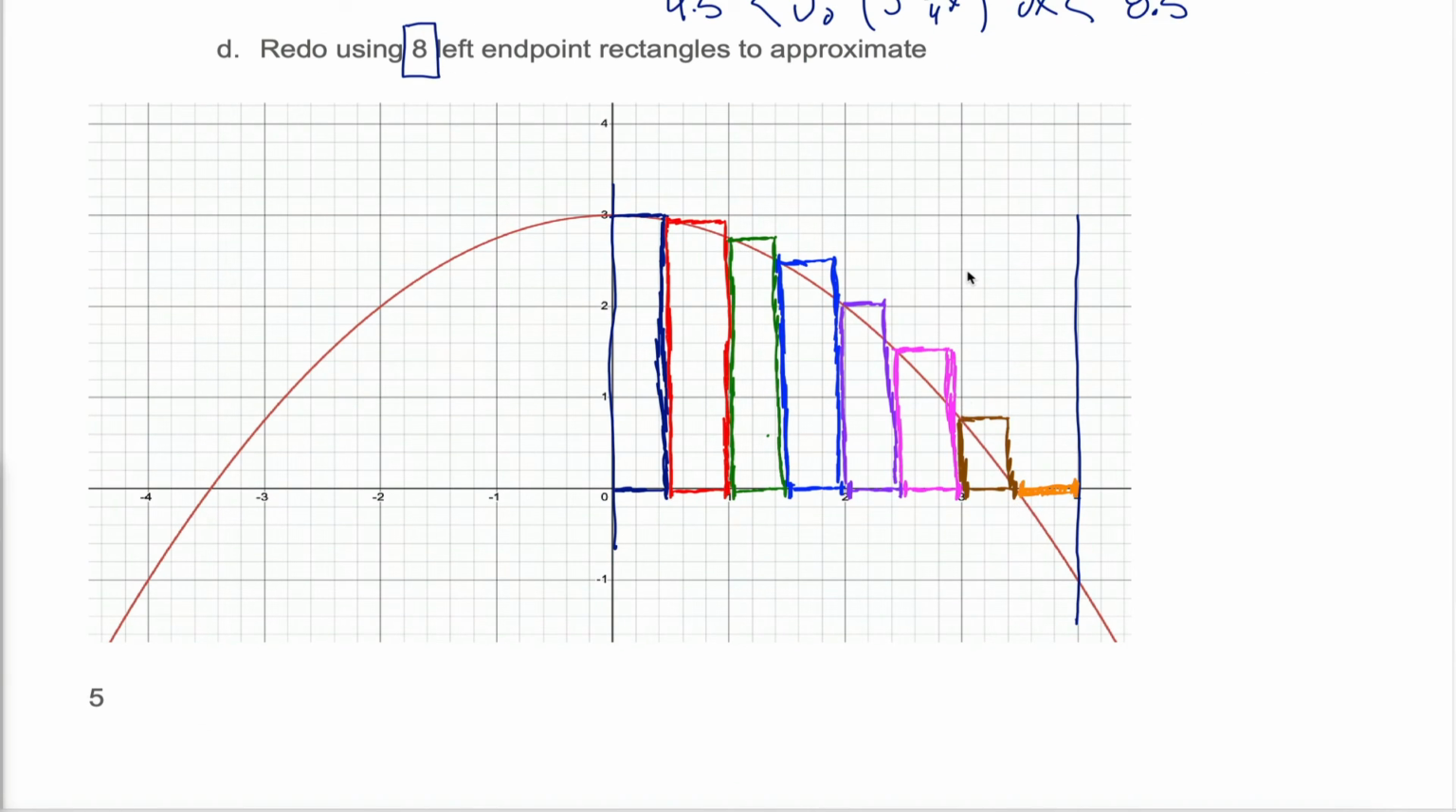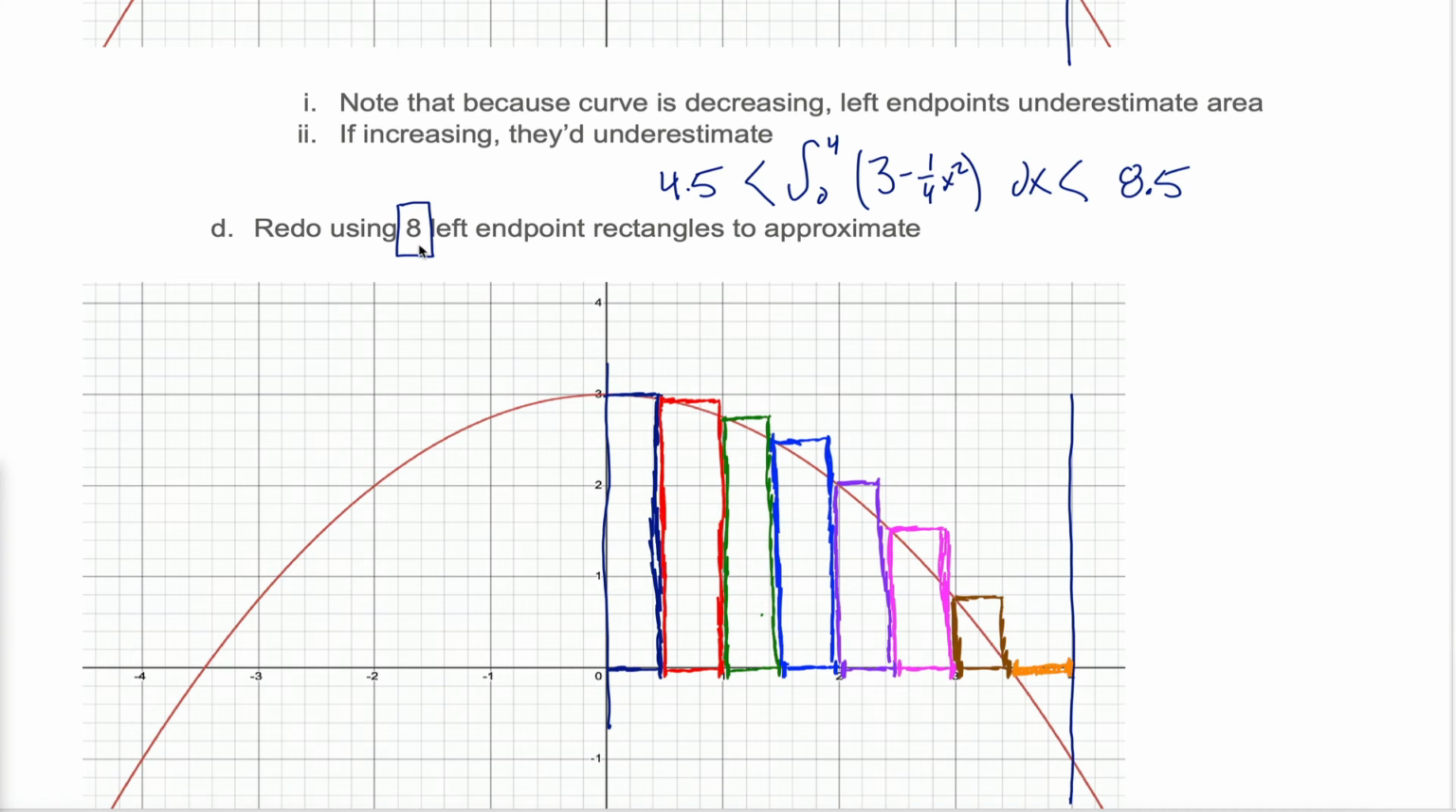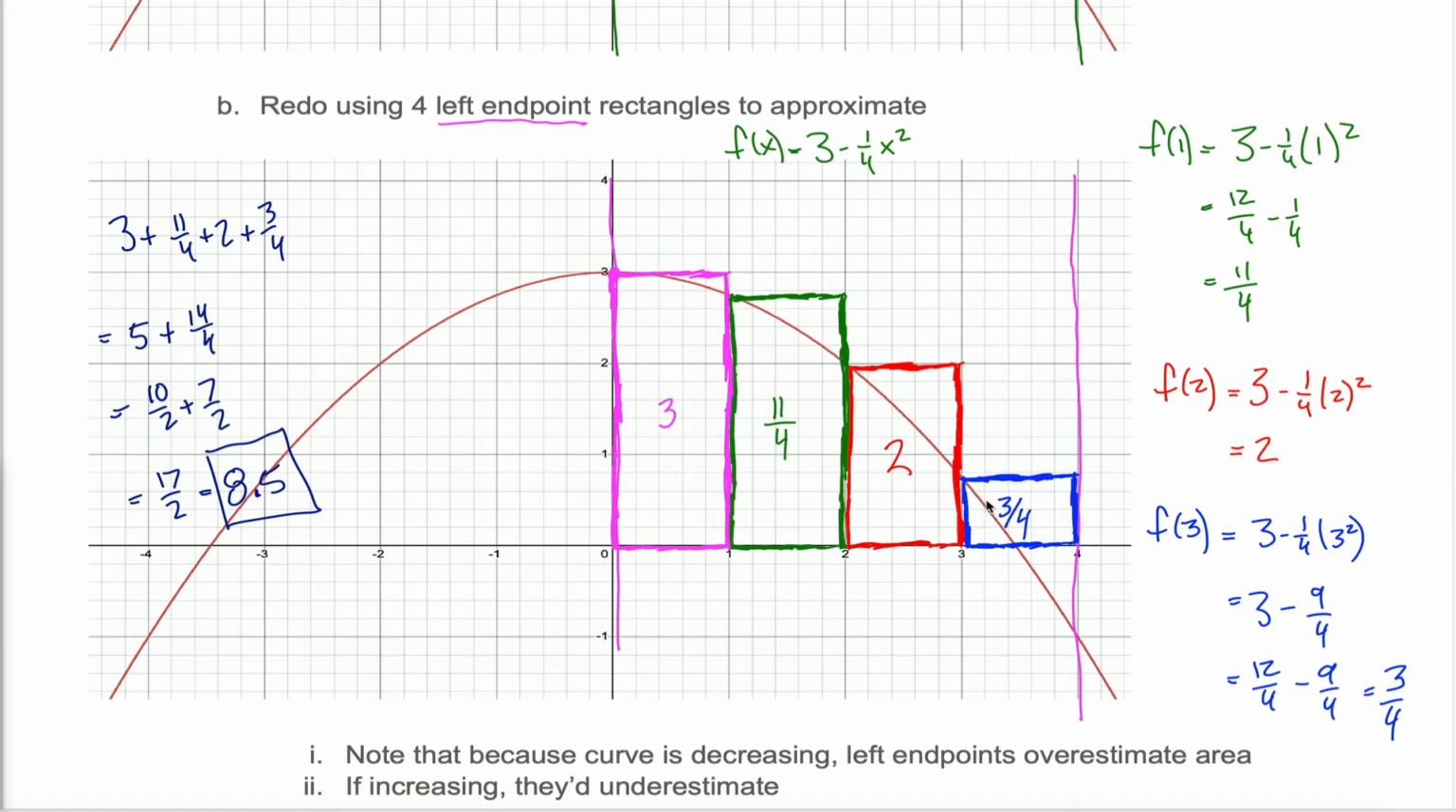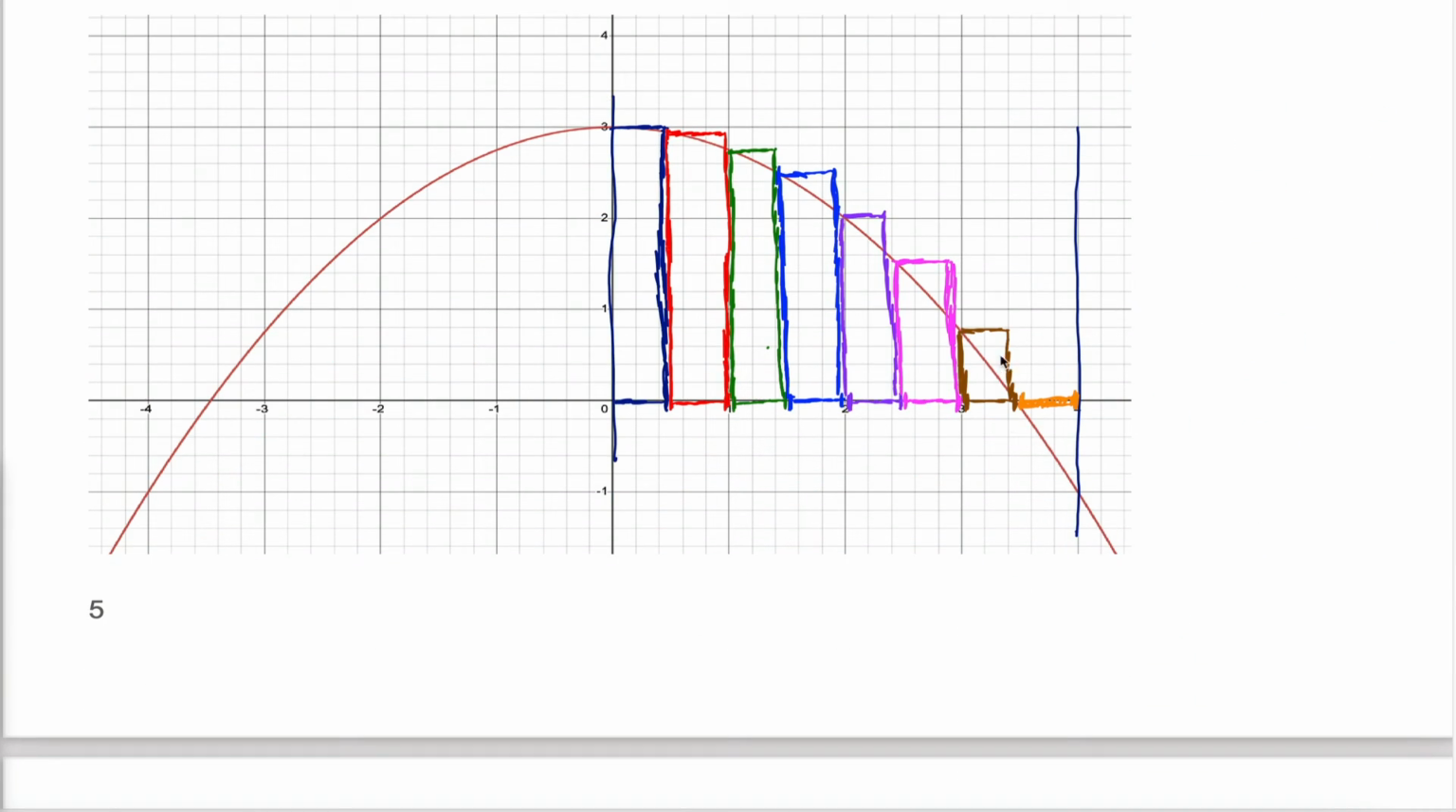But the important fact is, since I increase the number of rectangles that I'm using, comparing this example to this example up here, I'm going to get a more precise estimate. All right, look at how much extra area we have in these rectangles that's not underneath the curve. And then compare that with this example.